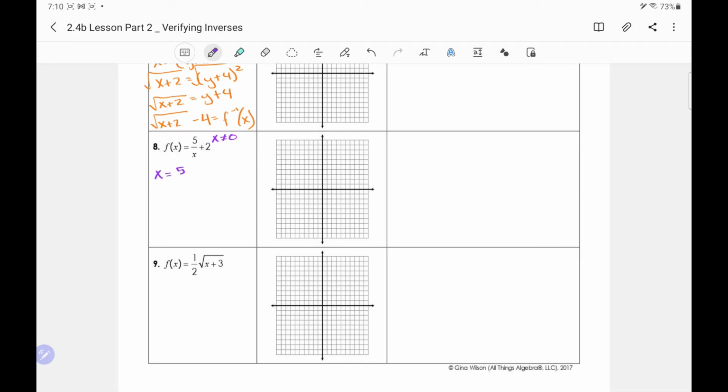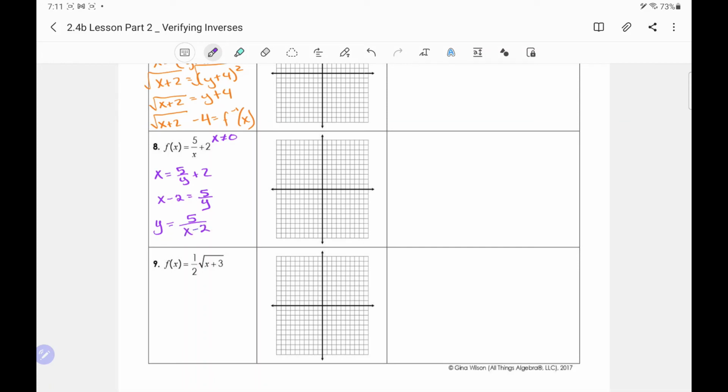x equals 5 over y plus 2. So we've got x minus 2 equals 5 over y. Some people make this a little bit faster by doing cross multiplication, which you can, that's up to you. But if I wanted to go ahead and keep simplifying this, I'm going to multiply by y and then I'm going to divide by x minus 2, and so it's going to end up looking like this.